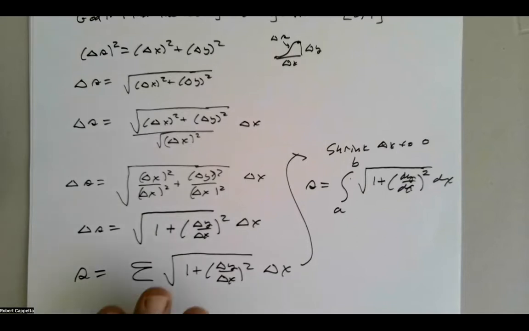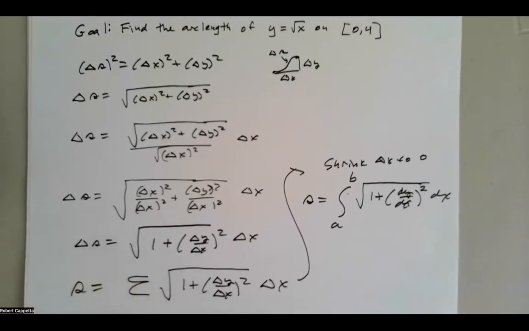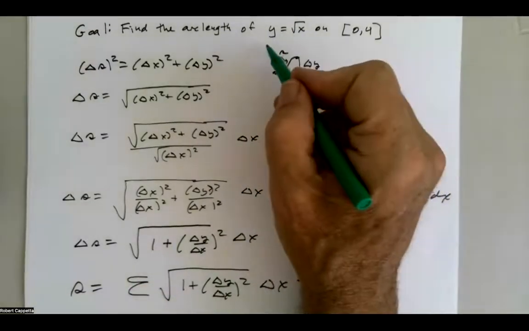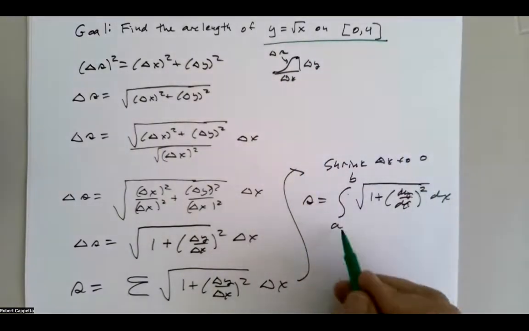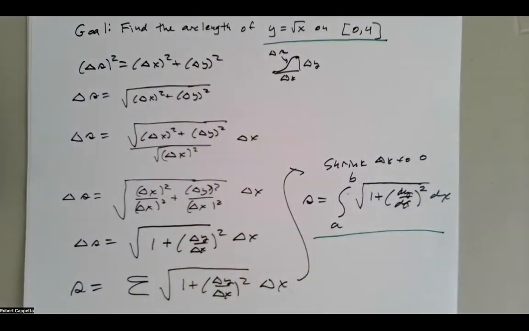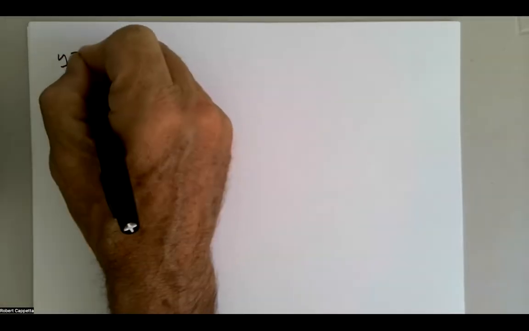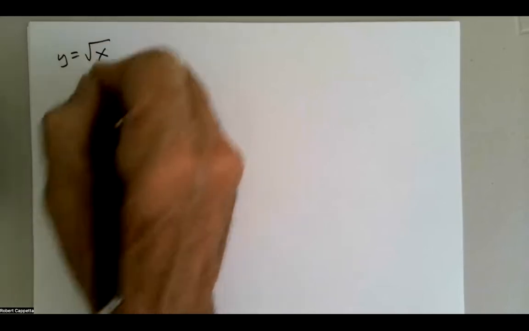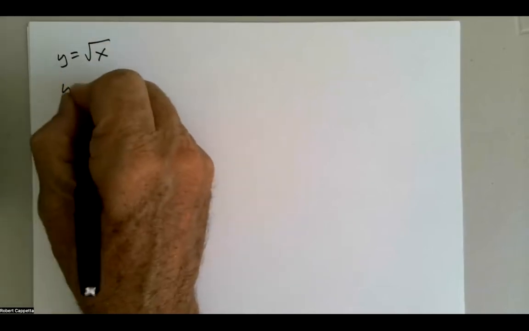So again, what's our question? Arc length of y equals root x on the interval from 0 to 4. And that's the formula we get from studying the geometry. So let's do it. Starting with y equals the square root of x, which of course means y equals x to the 1/2 power.